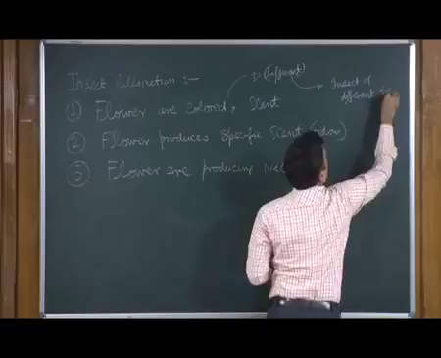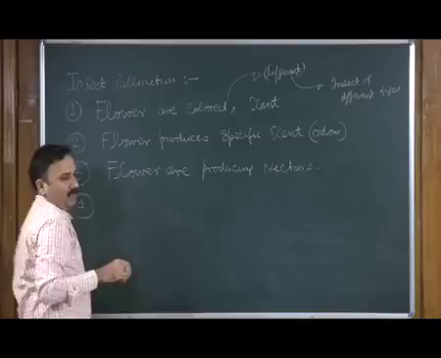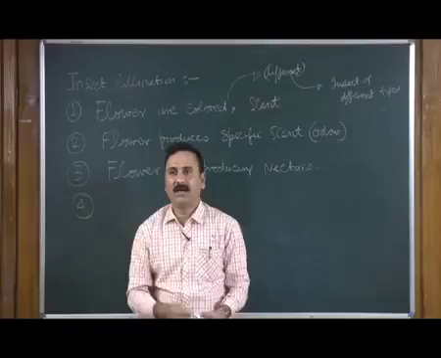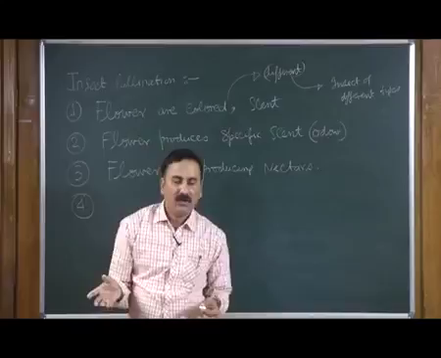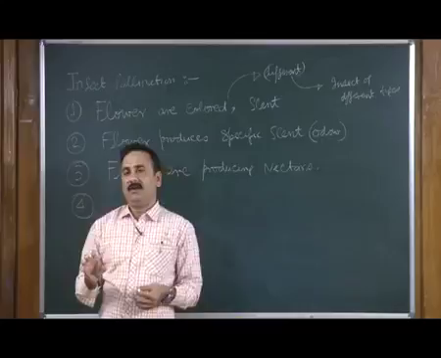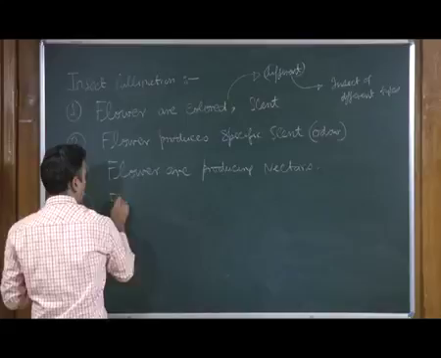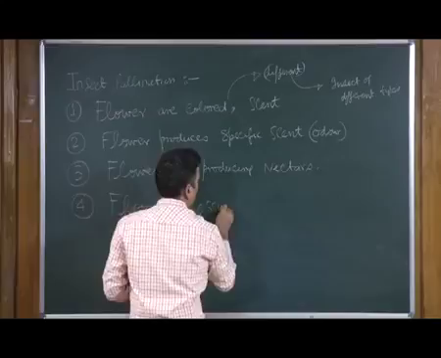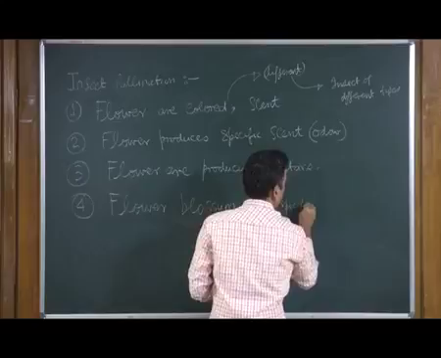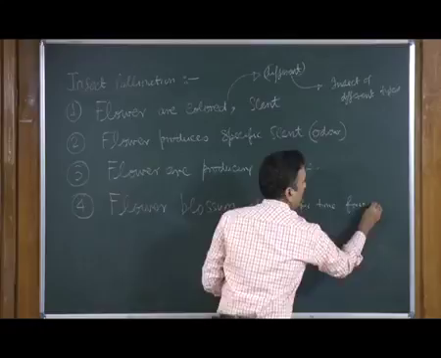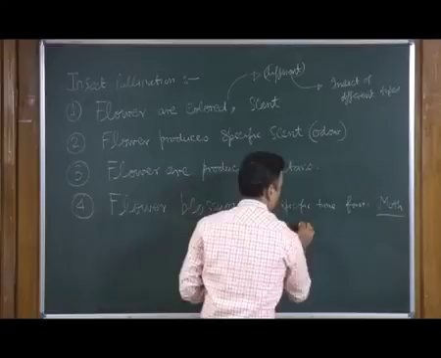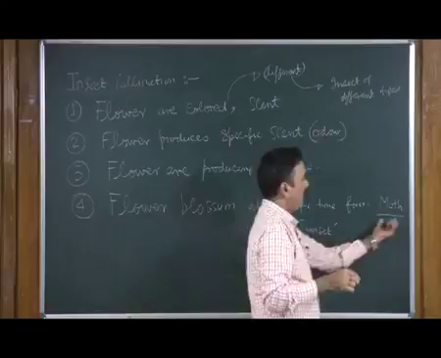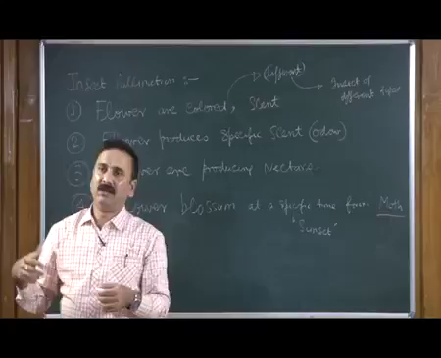Number 4, the male or the female flower blossoms at a specific time, meaning the flower blossoms with the activity of a particular insect. For example, there are plants which blossom only at sunset, because they are looking for a particular type of moth which is going to facilitate the pollination.